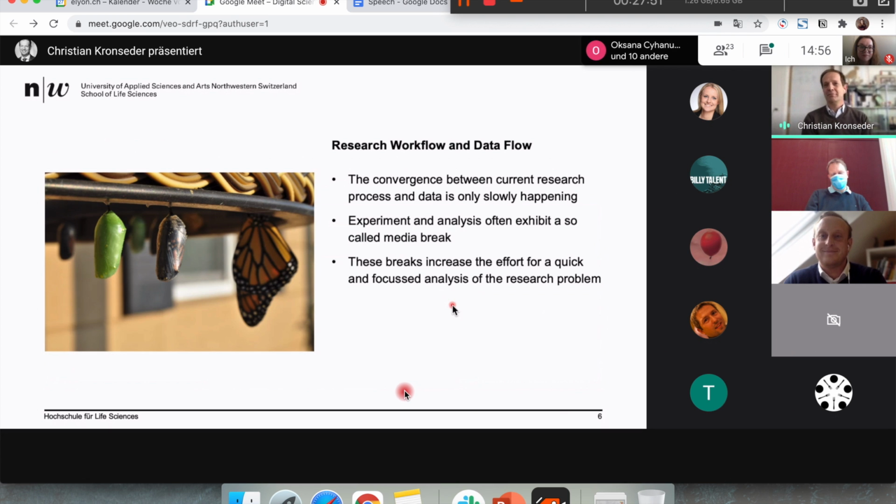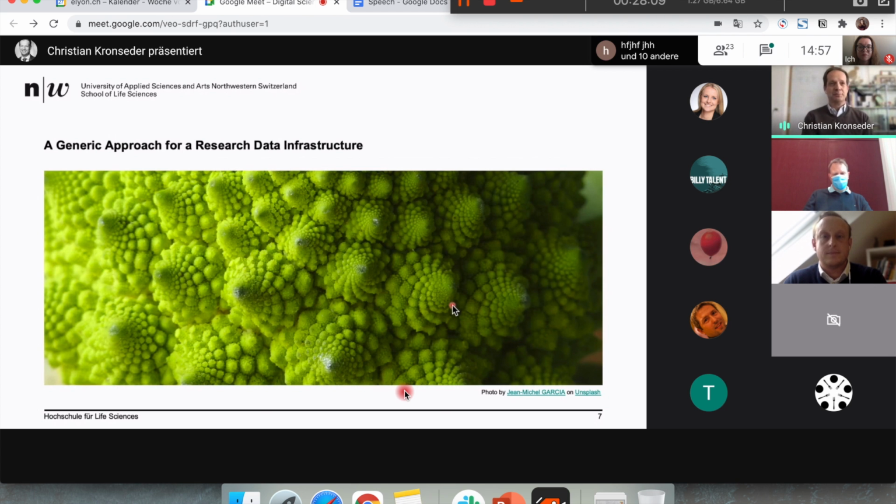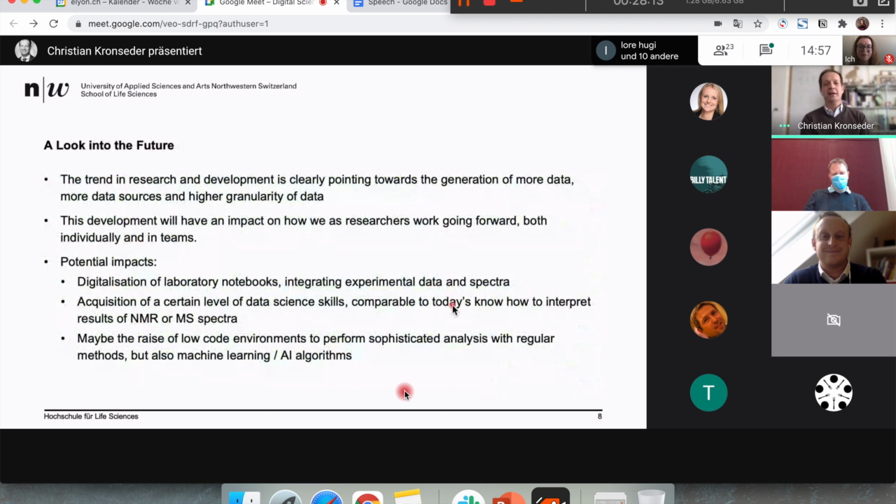And that's something which must change, otherwise you're going to get drowned in data. And there are different kinds of strategies today. Some people just ignore the data. Some people try to work through it with Excel sheets, but there's no satisfying solution available. So let's look for a generic approach to how we can do this. And I'm daring a bit of a look into the future.